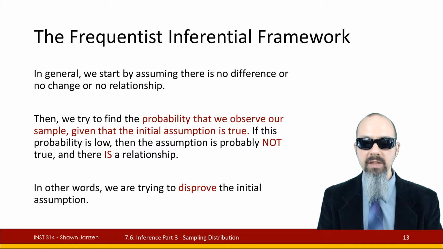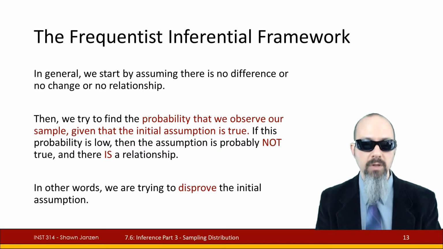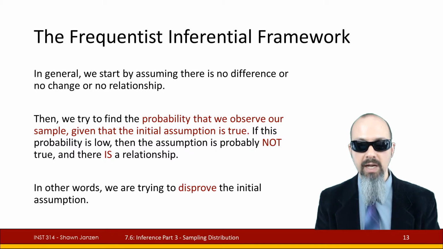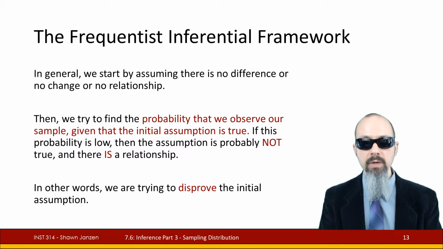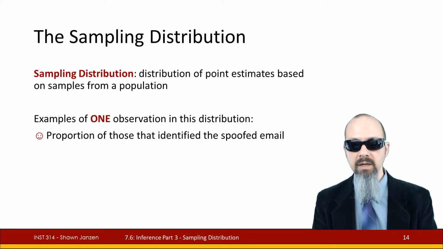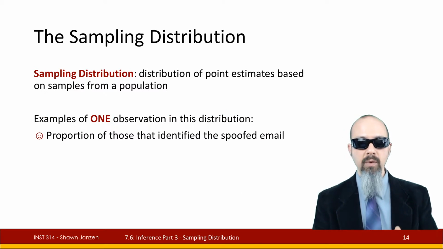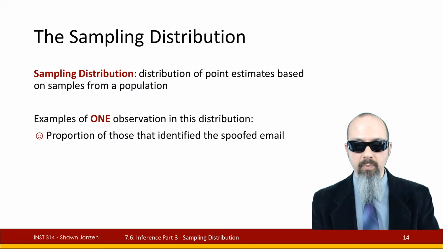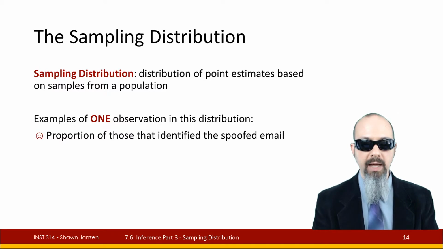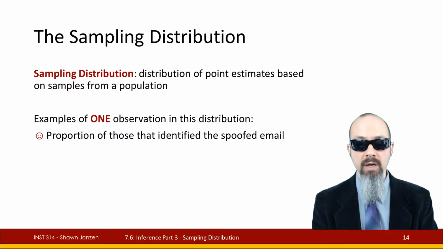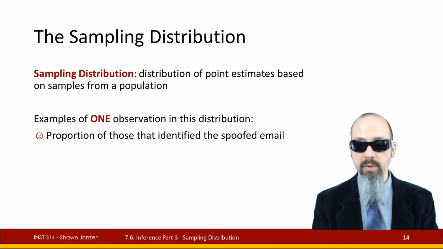So when we're talking about the frequentist inferential framework, we're saying that in general we start with the assumption that there's no difference, no change, no relation. That's our null. And we are trying to reject that null. We're trying to disprove it. And we use a sampling distribution to help us get there. So we have only one observation in our sample. That's only one plot in a potential distribution of possible samples that we could get.